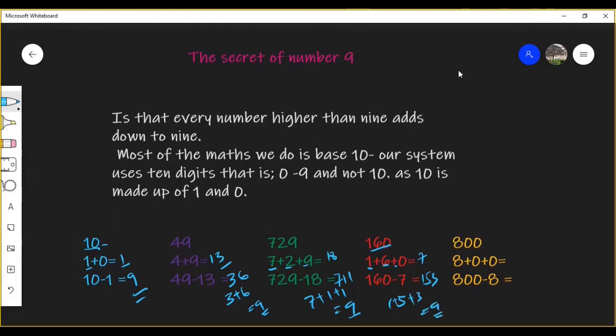Now, let's go to the last example. The last example is 800. 800 is made up of 8, 0, and 0. Add 8 plus 0 plus 0, and it gives you 8. Subtract 8 from 800, and it gives you 792. 792, if you add 7 plus 9 plus 2, gives you 18. If you go further and say, how about 1 plus 8? It gives you 9. Yeah, funny. I find it really powerful.